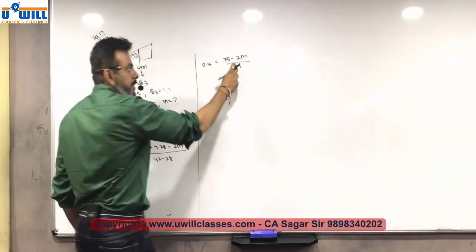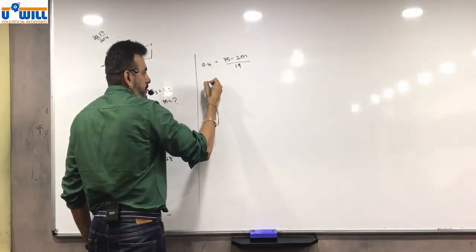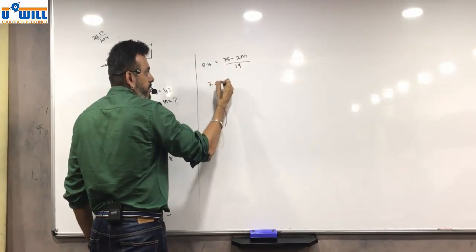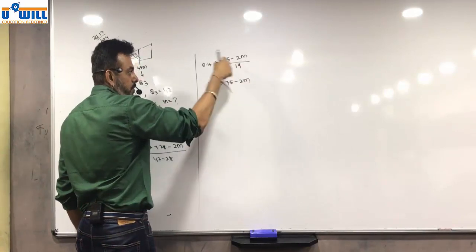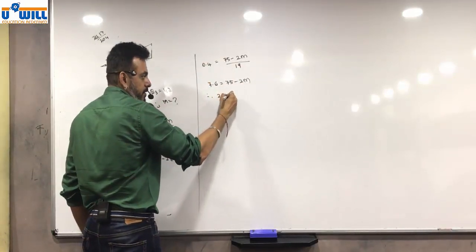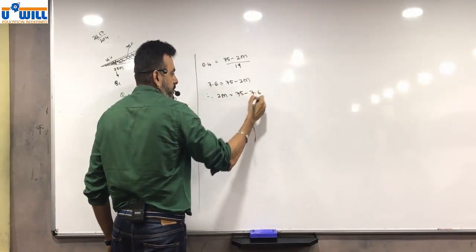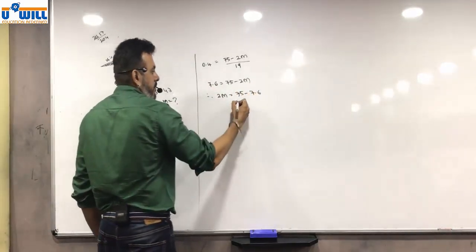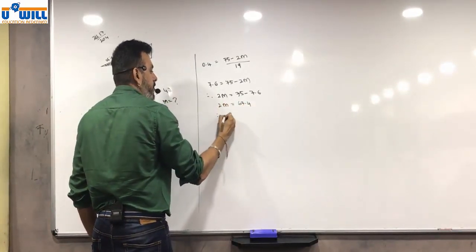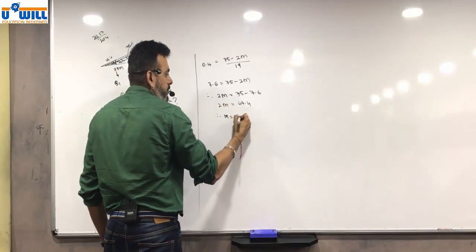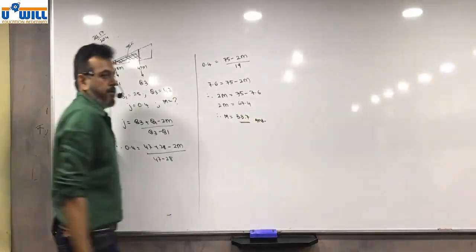What will we do with this? Cross multiply. 19 into 0.4, how much? 7.6 is equal to 75 minus 2m. Therefore this 2m will come here so it becomes plus, and 7.6 will go there so it becomes minus: 67.4. Therefore m is equal to 33.7. Answer.